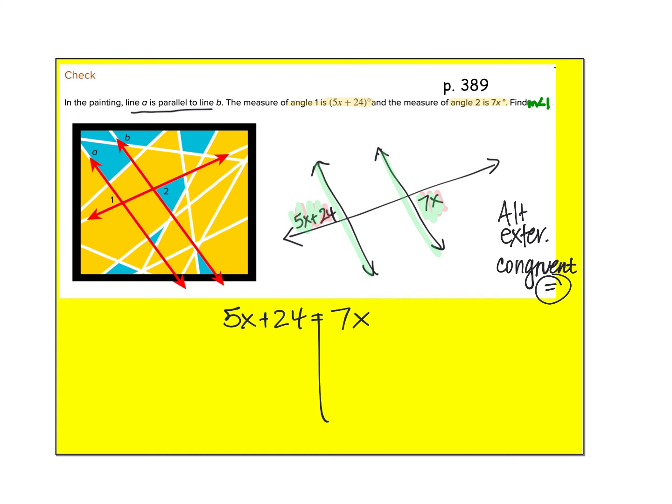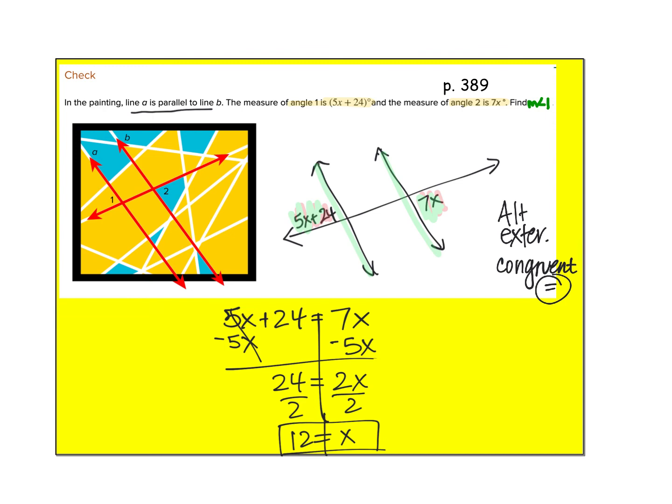So now we want to solve for x to see what it equals. So I'm going to take away 5x from both sides. I get 24 equals 2x. You guys are pretty good at this. Divide by 2. So x equals 12. All right, not my question though.